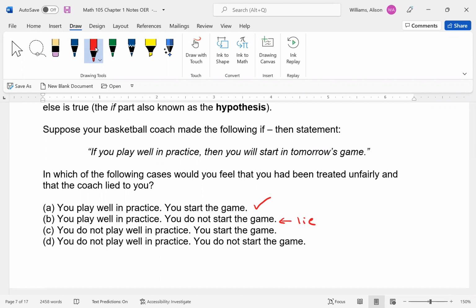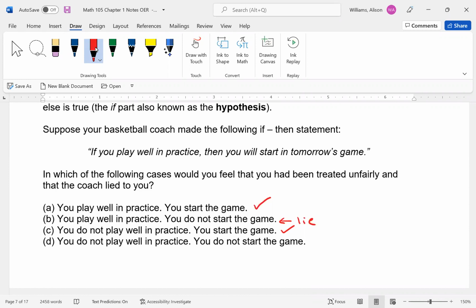You didn't play well in practice, but you start in the game. Well, because the if-then statement doesn't talk about what happens if you don't play well in practice, it just means that you may or may not start in the game. So this is an okay statement, that your coach was merciful to you. Your coach allowed that you could start in the game, even though you didn't play well in practice. You don't play well in practice, you don't start the game.